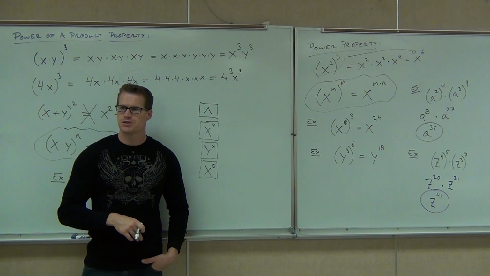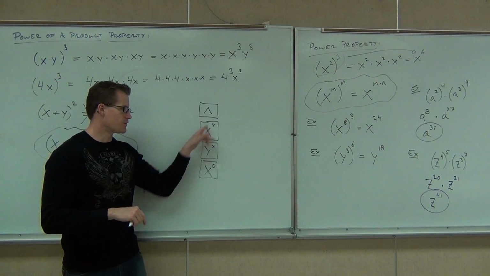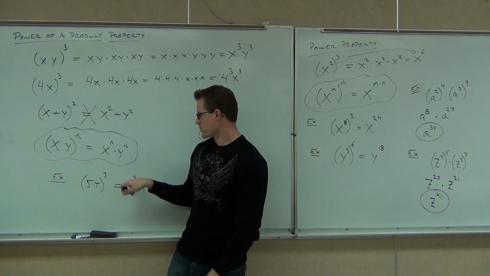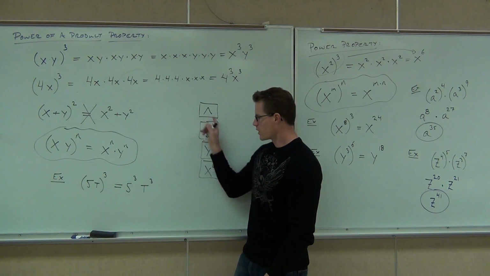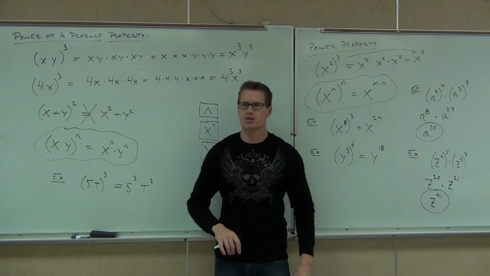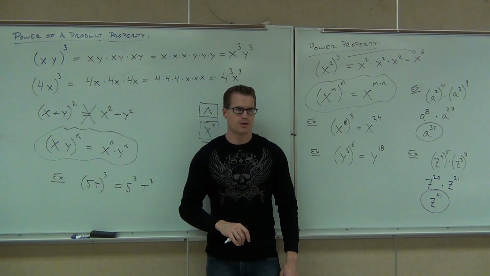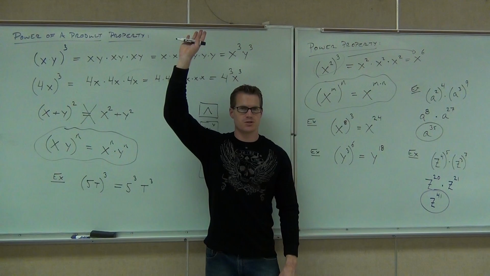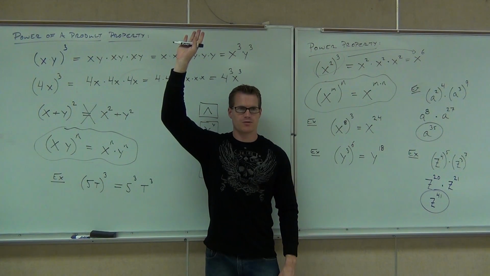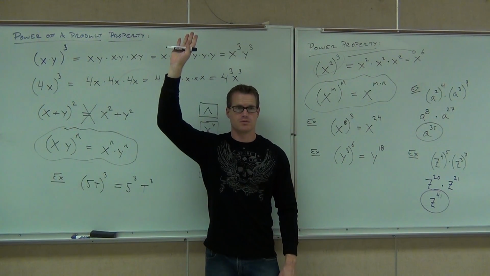So you press 5, then you press one of these buttons, then you press 3, then you press enter. It should give you 125. How many people have calculators? Raise your hand. Keep them up. How many people were able to find 125? Okay, good. That's everybody.